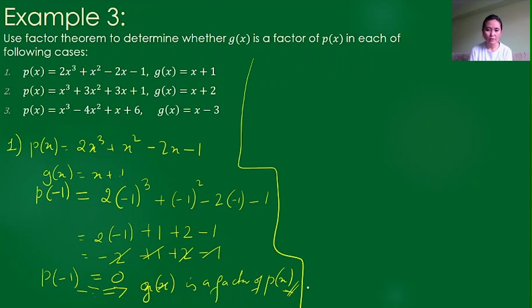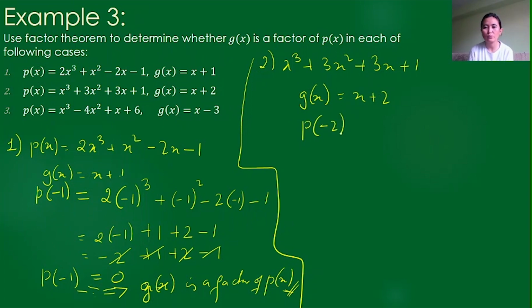Okay, we'll draw a line like this. The second one is x^3 + 3x^2 + 3x + 1, and we are given g(x) equal to x + 2. So what we have to do is find the value of the given polynomial at x equal to -2, which is (-2)^3 + 3 times (-2)^2 + 3 times (-2) + 1.